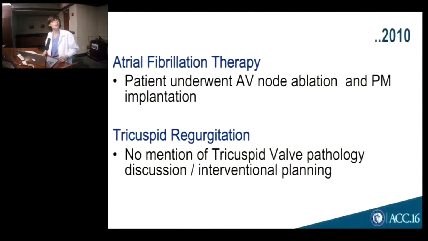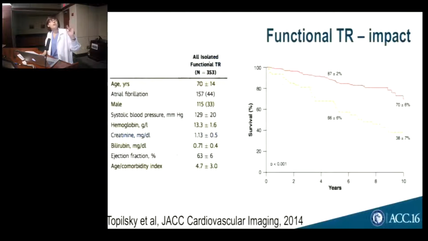interventional planning. So I will not go through the background of that because Dr. Badano has already showed you this figure. I just wanted to mention that in this evaluation of the impact of severe functional TR on a general population, the prevalence of patients with AFib is as high as 44%. So this is not a trivial issue. This is something that many patients are actually facing.